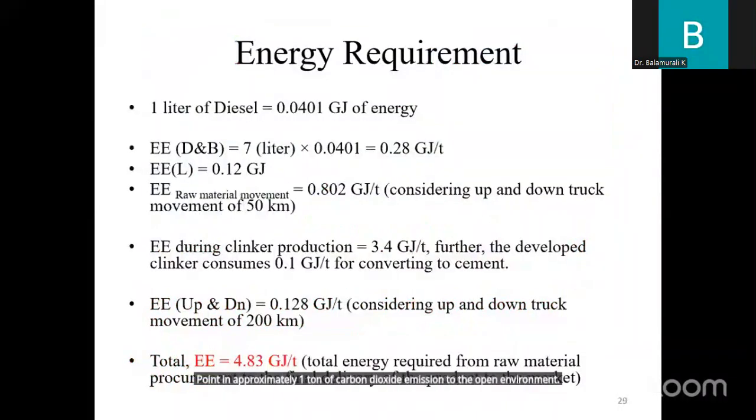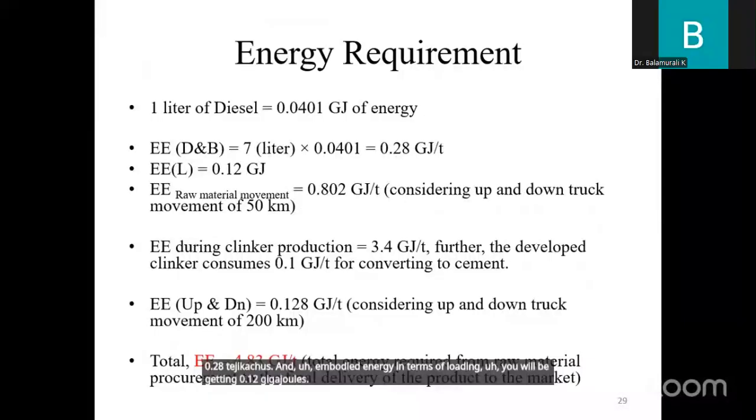So similarly, I have worked it out for the energy requirement also. So 1 liter of diesel, say for example, has the energy of 0.0401 gigajoules of energy. So again, embodied energy, drilling and blasting 7 liters into emission factor, which will give you 0.28 gigajoules, and embodied energy in terms of loading, you will be getting 0.12 gigajoules.